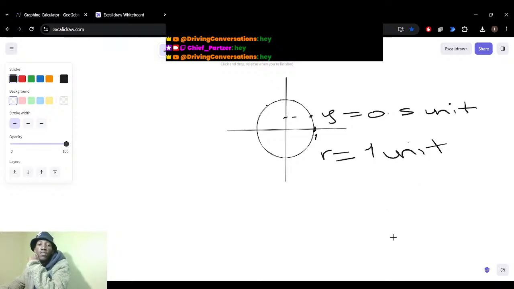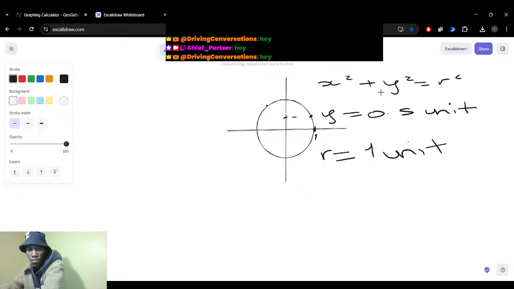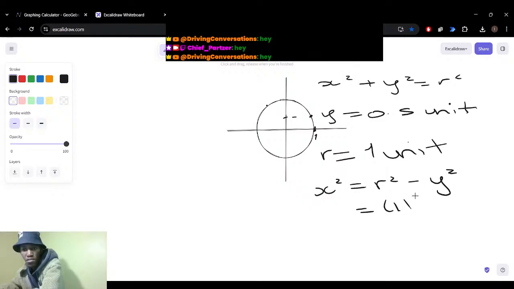So the question would be, what is the x value at this point, at this coordinate? So how then do we solve for x? We have the equation of a circle here, which is basically Pythagoras: x squared plus y squared equals r squared. Now we have y and r as the knowns, and the only unknown is x squared. So solve for x, very simple. So x squared is equal to r squared minus y squared, which is 1 squared minus 0.5 squared.